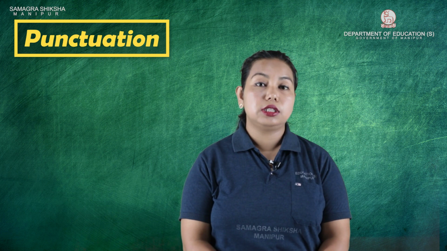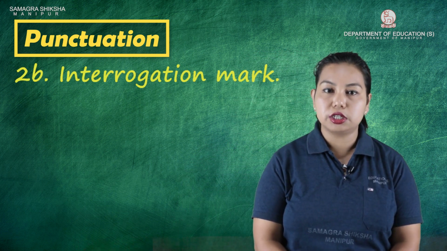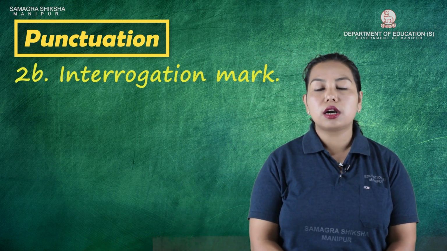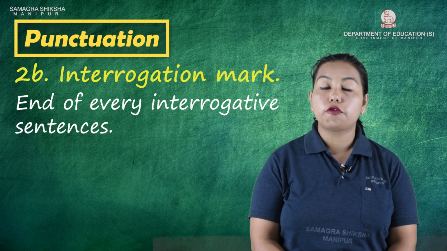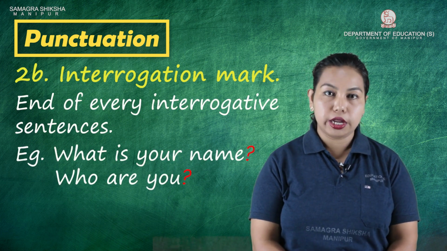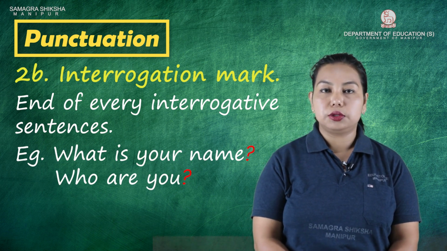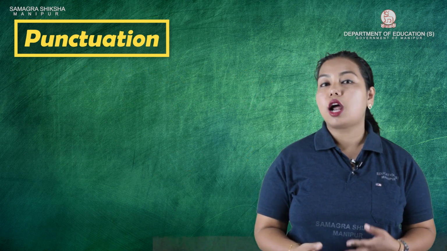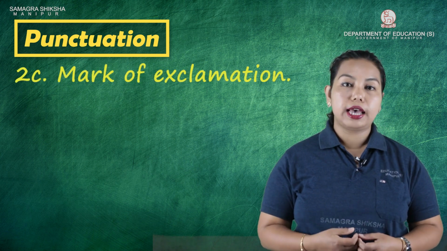Now let's proceed with our discussion on the interrogation mark. The interrogation mark is used at the end of every interrogative sentence, for example, "What is your name?" "Who are you?" etc. Then let's move on to the mark of exclamation.